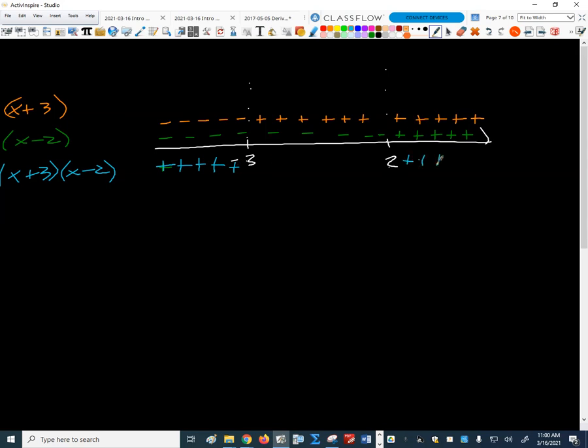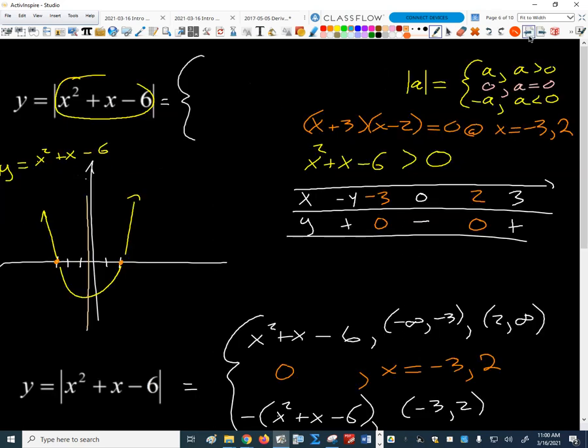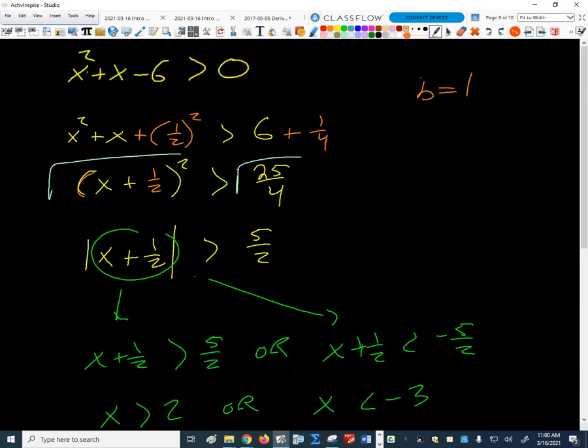Positive times positive is positive. Negative times positive is negative. So we could get at that a number of different ways, but either way it summarizes the table. And then I couldn't resist doing this using completing the square. I thought this was kind of cool.